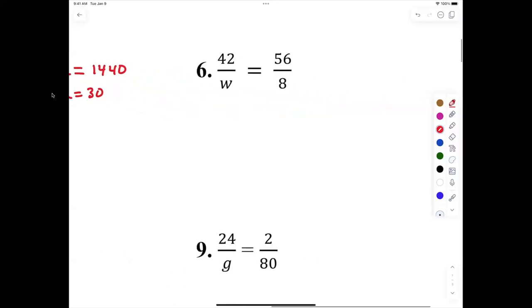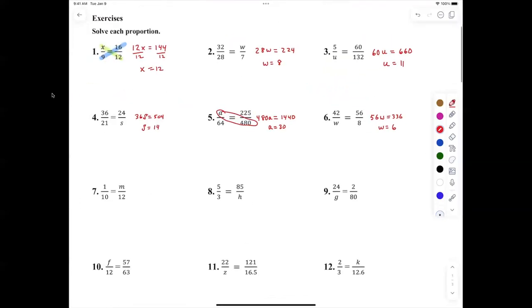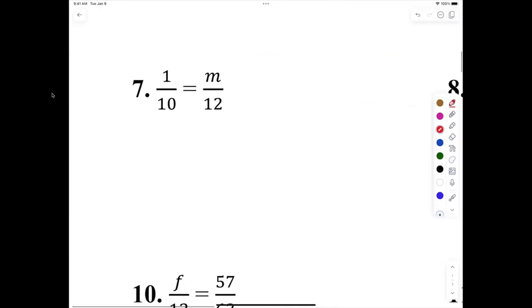Ella, number 6, write out the equation. Good. And so now what? And what did you get? 6. Anybody else? All good? All right, number 7. Let's hear it, Miss Elliott. But tell me the equation.